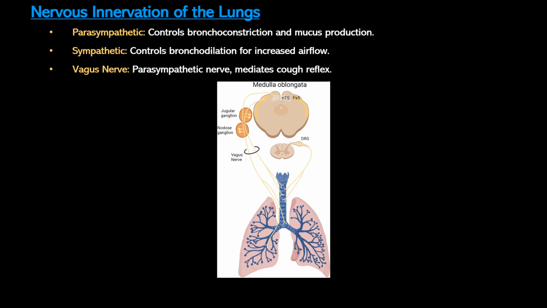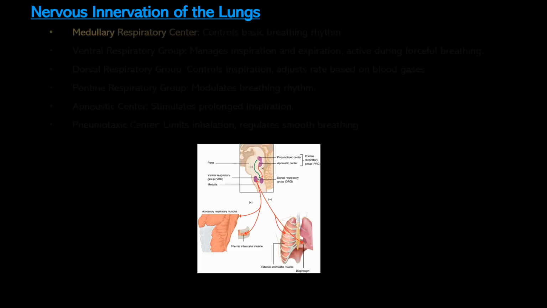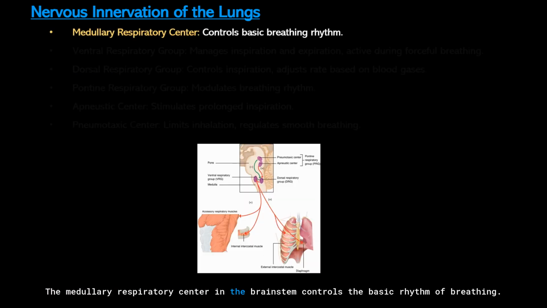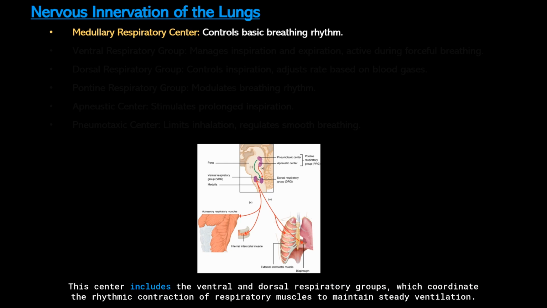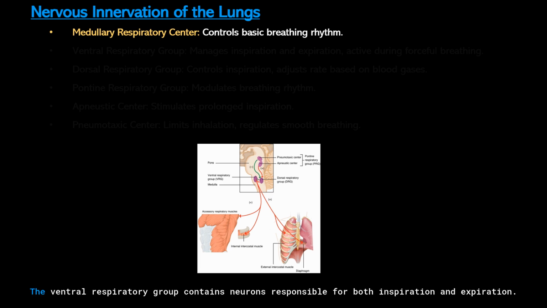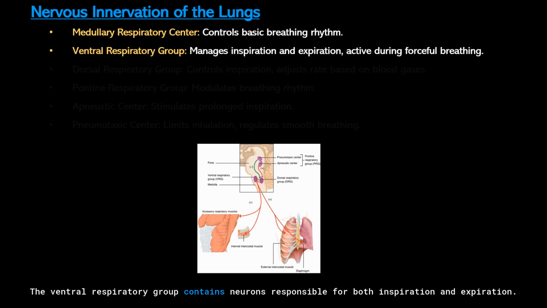The medullary respiratory center in the brainstem controls the basic rhythm of breathing. This center includes the ventral and dorsal respiratory groups, which coordinate the rhythmic contraction of respiratory muscles to maintain steady ventilation. The ventral respiratory group contains neurons responsible for both inspiration and expiration.